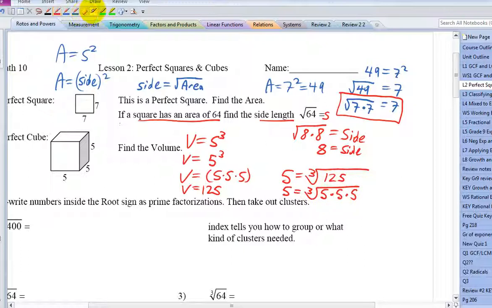So one thing to keep in mind here, this 3, we call that our index. The index of 3 means inside we must have 3. Do you guys know what the index is here? We never write it. 2. Okay, it's an index of 2. And that's why we have to have 2 8s.